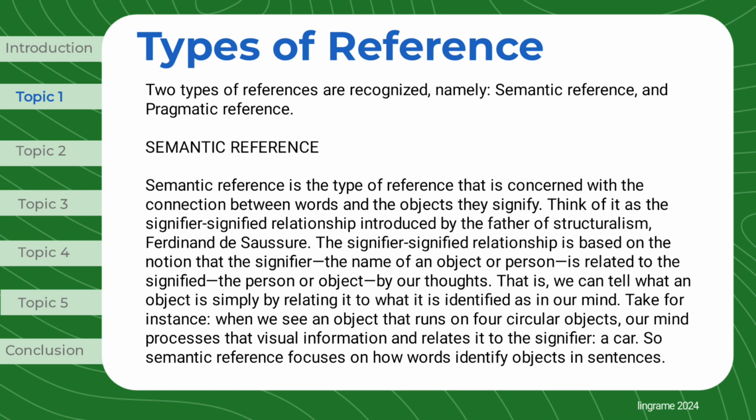That is, we can tell what an object is simply by relating it to what it is identified as in our mind. Take for instance, when we see an object that runs on four circular objects, our mind processes that visual information and relates it to the signifier, a car. So semantic reference focuses on how words identify objects in sentences.